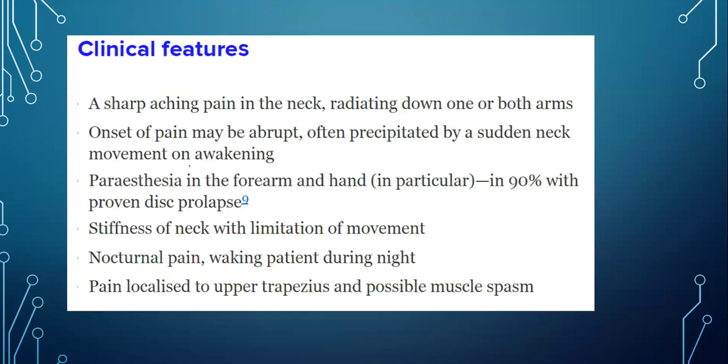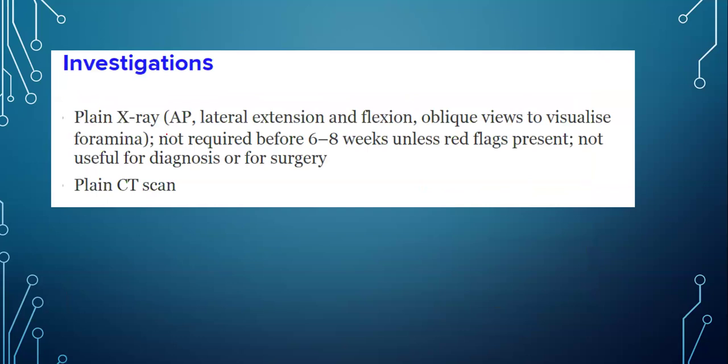So for radiculopathy, you can see a sharp pain in the neck radiating down to the arms. Sometimes the patient can also complain of numbness or loss of sensation in their hand or forearm. They can have nocturnal pain, like pain waking the patient up during the night. If needed, you can do an X-ray, but it's not required before 6 to 8 weeks unless a red flag is present.